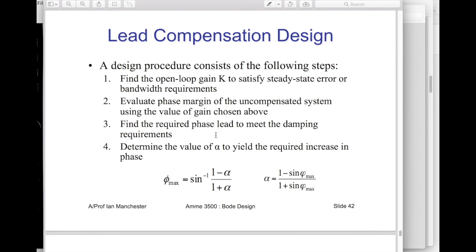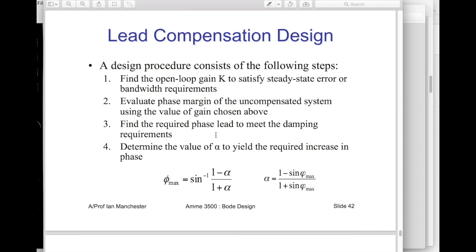So we need a phase lead of something like 45 to 50 degrees to meet the overshoot of 20% requirement. I'm going to say let's have a phase boost of 50. Part of the reason for that is that it's good to include a little bit extra because of the change in the crossover frequency that we'll come to in just a moment.